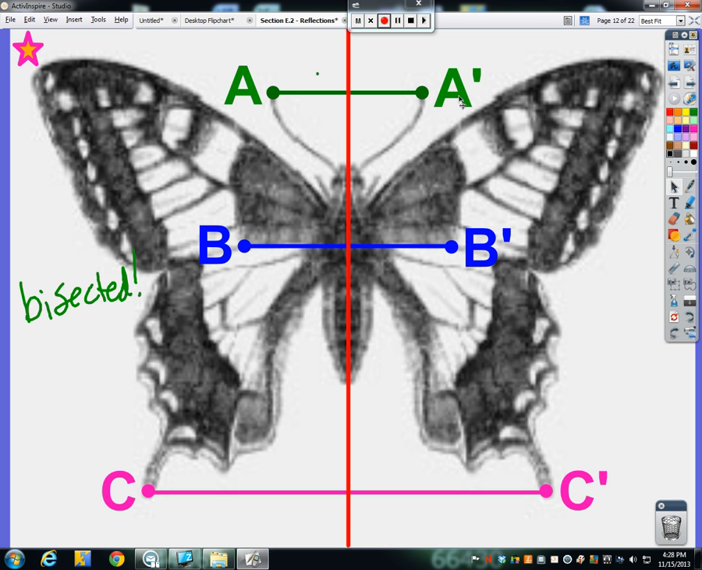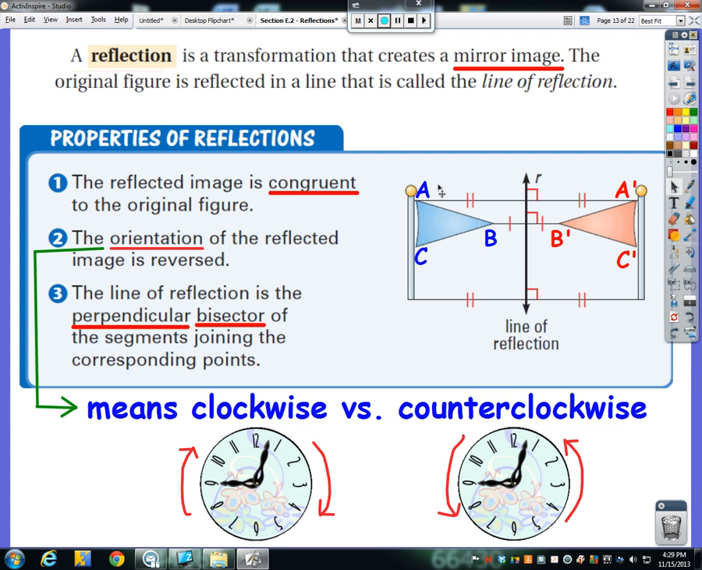But there's also something else at play here. Notice the certain angular properties between the line of reflection and the distance, this segment between the pre-image and image. What kind of angular property does it look like is going on there? If you said I believe it's a 90-degree angle, Mr. G, you would be correct. So the line of reflection not only does one thing, it does another. Number one, it's going to bisect things, and it's going to be perpendicular to things. Fantastic.